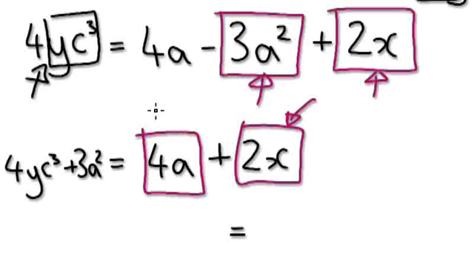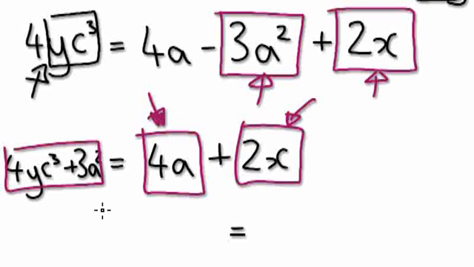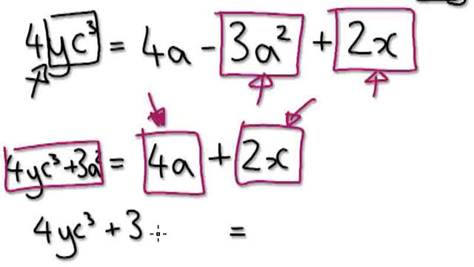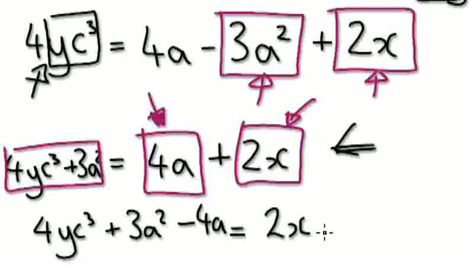Now basically you've got one bubble here, plus another bubble here. You're trying to make x a subject, so kill off this thing here. So inside your mind, take away 4a. So now take the whole thing down here. So it's 4yc to the power 3 plus 3a squared. Now take away 4a on this side because we're taking away 4a from both sides. So on the right hand side you have 2x.